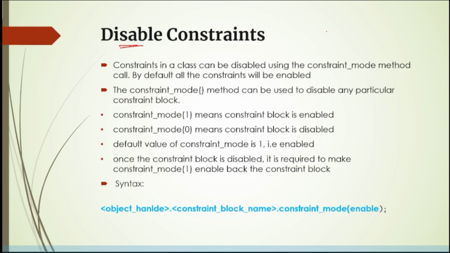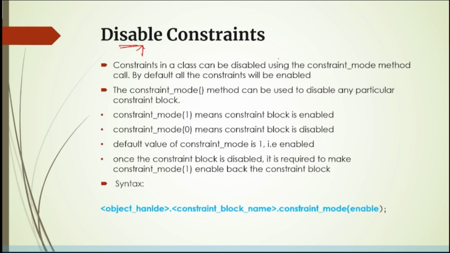So how are you going to do that? That is done by disabling that particular constraint. So how are you going to disable that particular constraint? We have already seen how we can disable the randomization within the particular thing. The same concerns for constraint also.